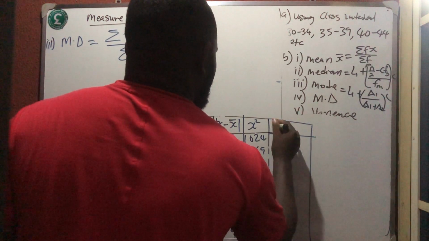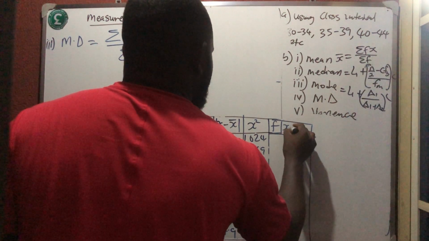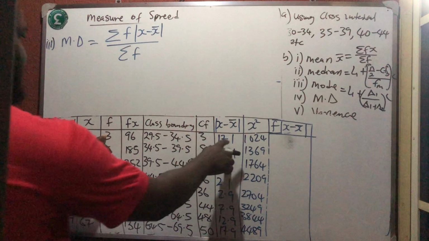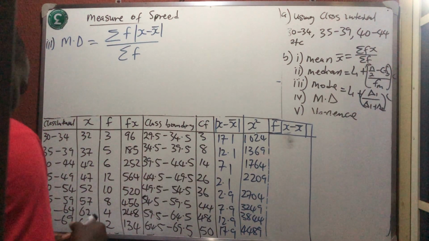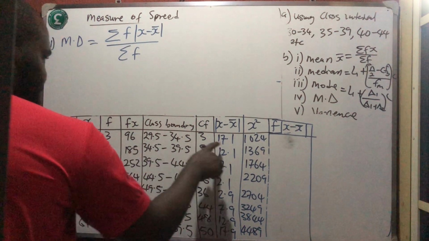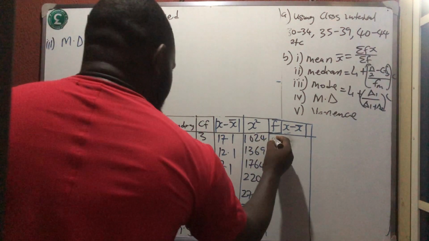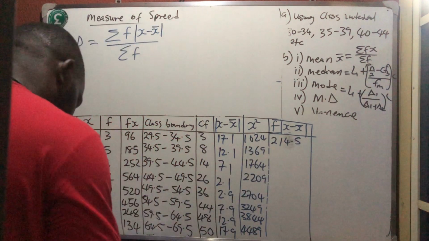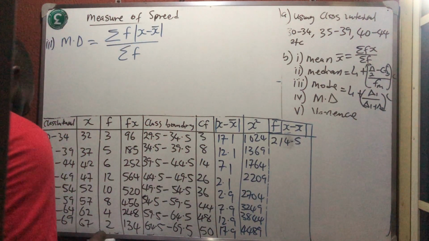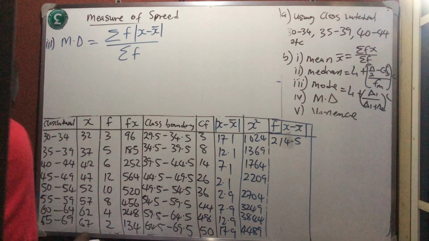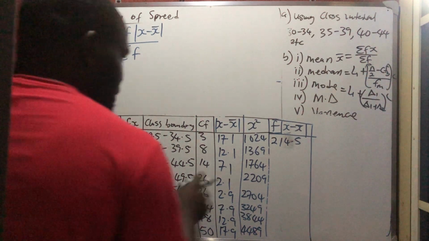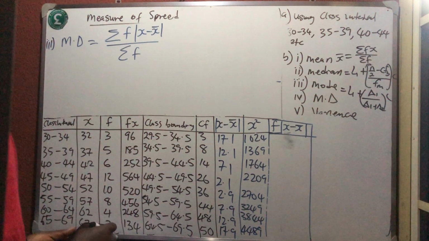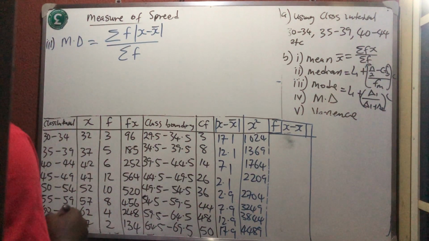So what we did not include is what? F into x minus x bar. So let's multiply it, f times this. So let us do that. So 3 times 17.1 will give you 214.5. Okay? Is that where I am? Okay, no. They did not get that. So let me do it myself.